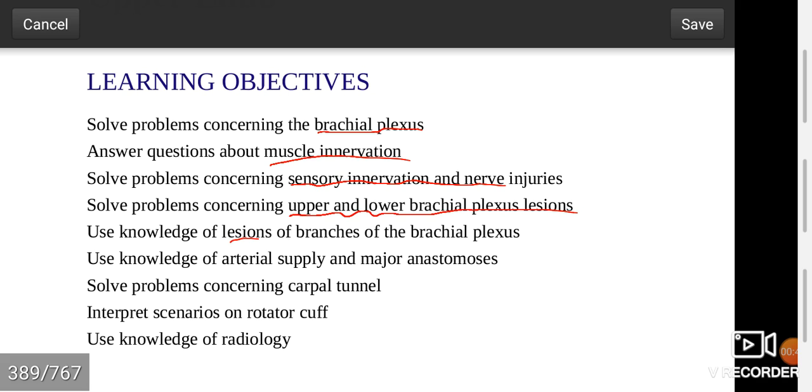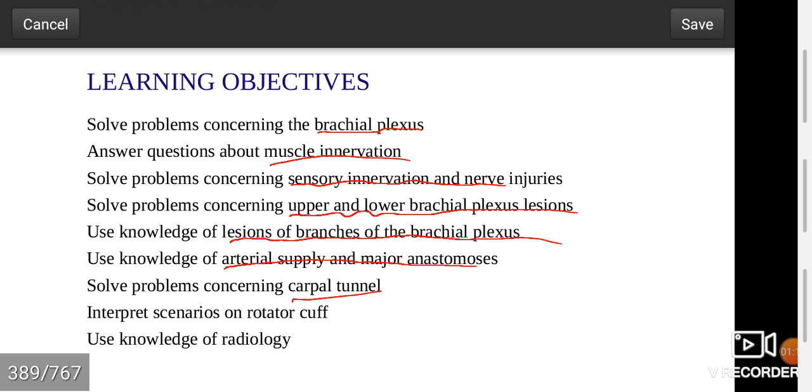Then we have to talk about the lesions of branch of the brachial plexus, which are radial nerve, musculocutaneous nerve, axillary nerves, and all the branches which are arising from the brachial plexus. About the lesions or the injuries we will talk about later. And other arterial supply and major anastomosis of the upper limb.